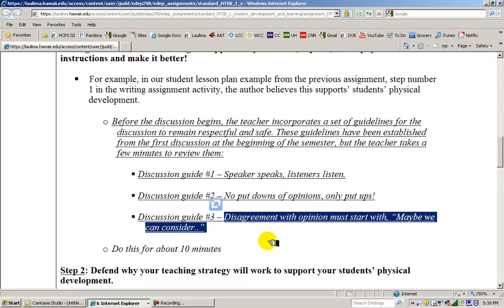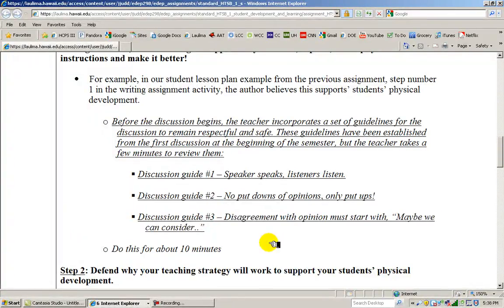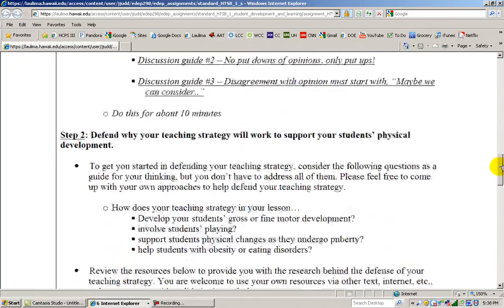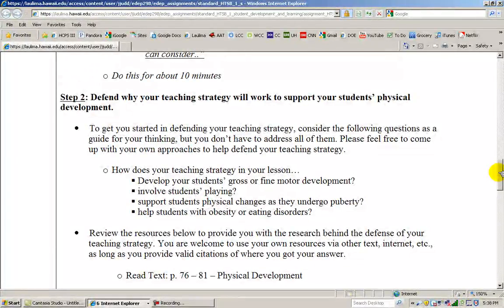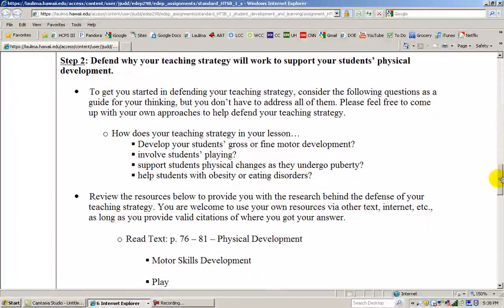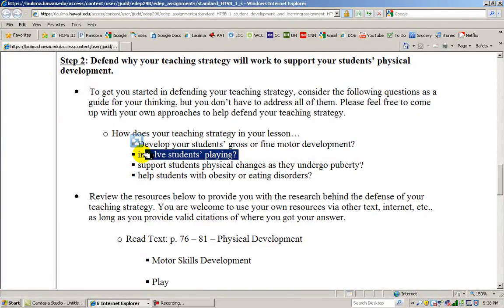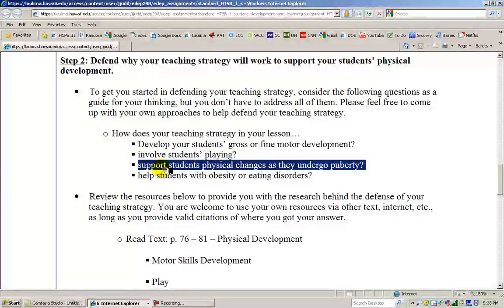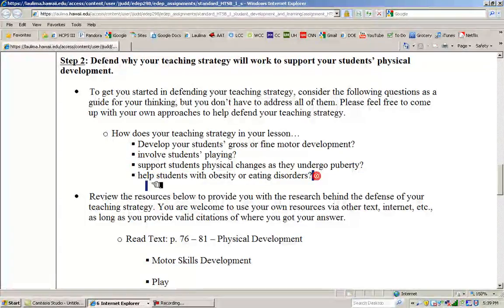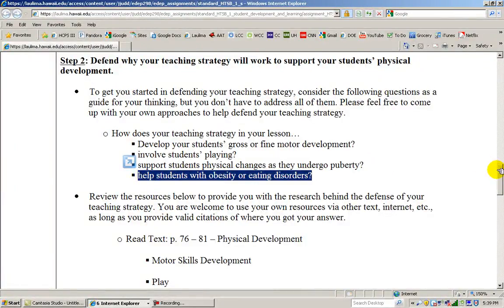And for any disagreements, we should start out with a very safe "maybe we can consider." And they want to be able to defend why this is going to help the student's physical development. So that's step 2. While you're deciding what you should use as your defense, consider these things. How does your teaching strategy develop your students' gross or fine motor development? How does it involve students playing? How does it involve supporting physical changes as they undergo puberty if you're working with older students? And how does it help students with obesity or eating disorders?